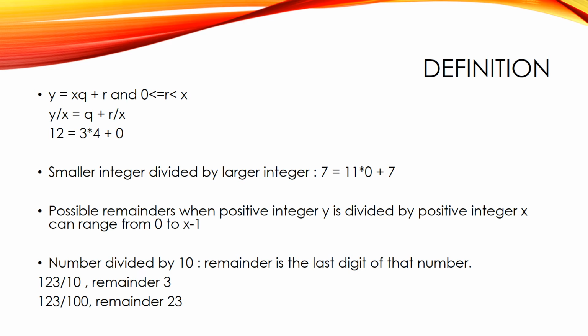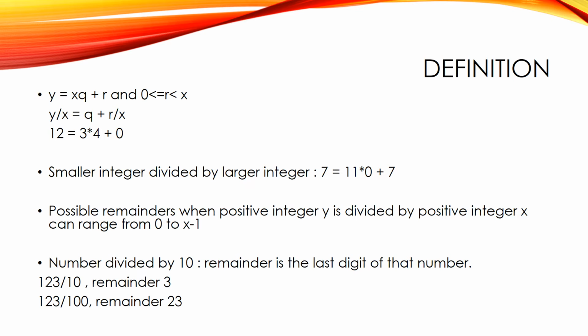If x and y are positive integers, there exist unique integers q and r, called the quotient and remainder respectively, such that y is equal to divisor into quotient plus remainder, which is y = xq + r, and 0 ≤ r < x. For example, when 15 is divided by 6, the quotient is 2 and the remainder is 3, since 15 is equal to 6 into 2 plus 3.